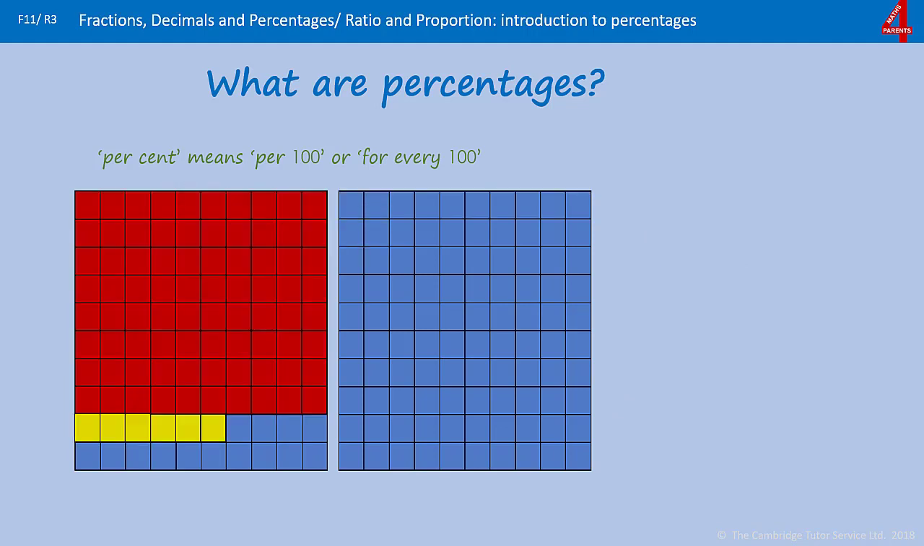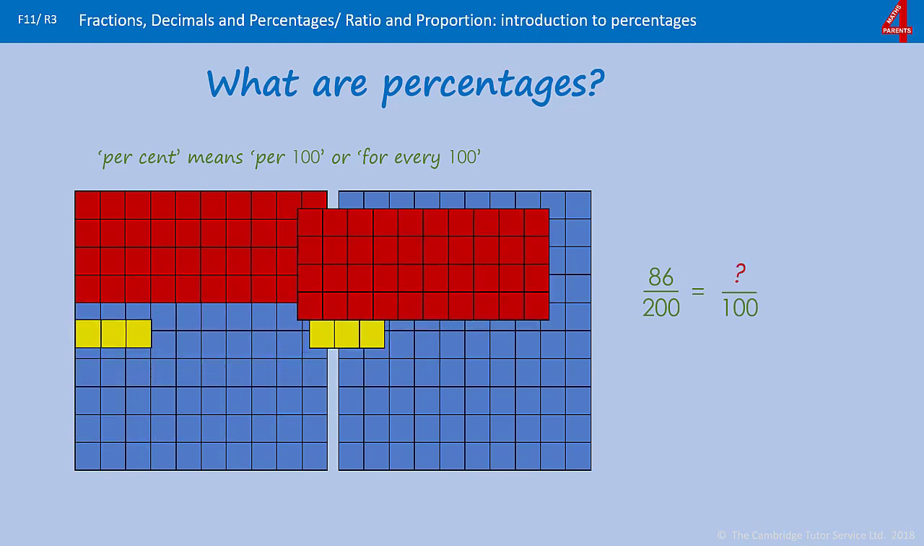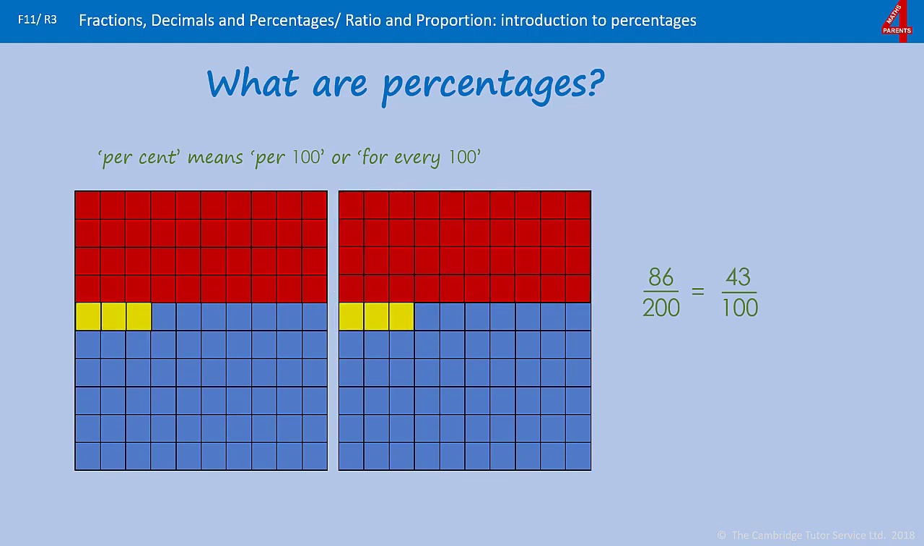Have a go at this one. How many percent do you have out of these 200 blocks? Pause the video, have a go. Out of 200, you have 86. We turn that denominator into 100. If we move the blocks, you can see that we have 43 for each 100. Just working with the numbers, if I'm going to turn 200 into 100, I divide it by 2. Therefore, I need to divide the 86 numerator by 2 to give me 43 out of 100. That's 43%.